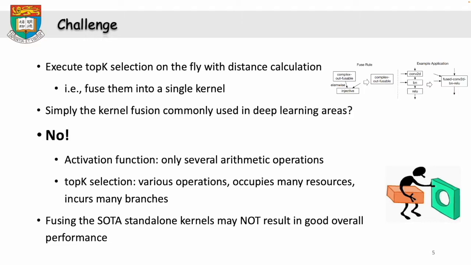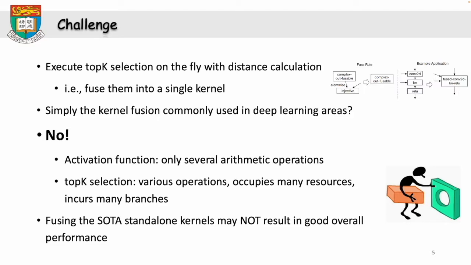To solve the problem, we can execute topk selection on the fly with distance calculation, or more specifically, fuse them into a single kernel. On-the-fly topk selection is much more challenging than kernel fusion in the deep learning area, which usually appends an element-wise function, for example, an activation function after another kernel, such as convolution kernel. Activation function usually only requires several arithmetic operations, while topk selection involves various operations, occupies many on-chip resources, and also incurs many branches. Fusing the state-of-the-art matrix multiplication kernel and topk selection kernel may not result in an efficient KN graph construction algorithm.